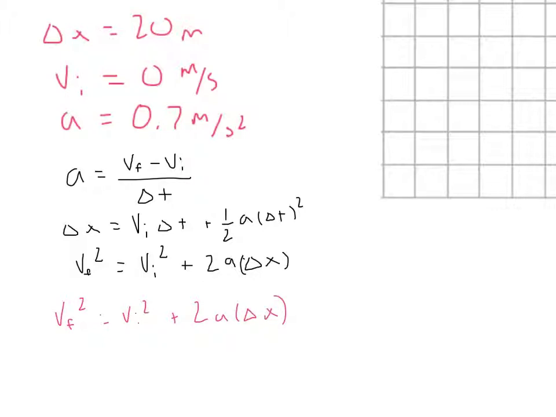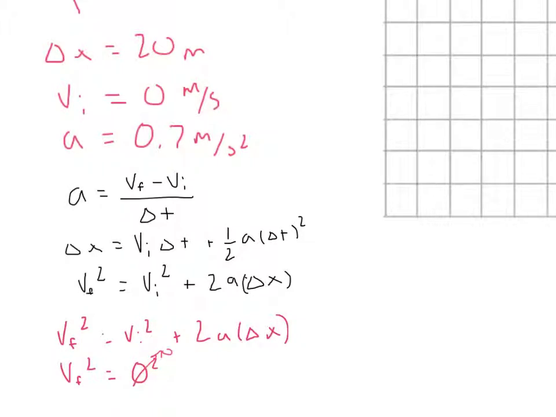Always write the equation first and then plug in what you know. So what do I know? Do I know v final? I do not, so v final stays as a variable. V initial I do know is 0, so 0 squared is still going to end up being 0. We know that the acceleration is 0.7 meters per second squared, and our change in position, delta x, is 20 meters.